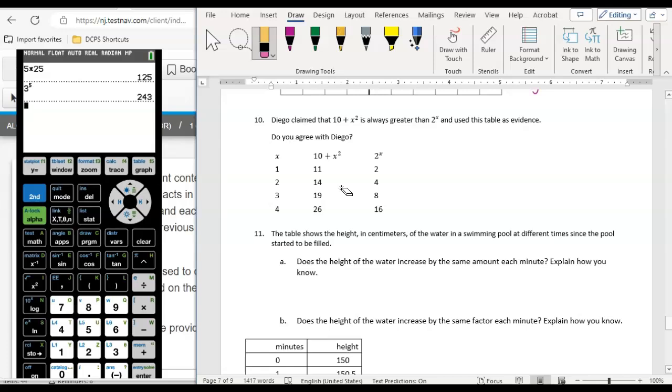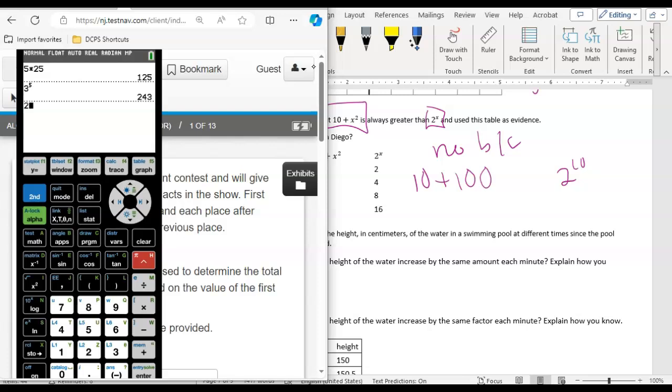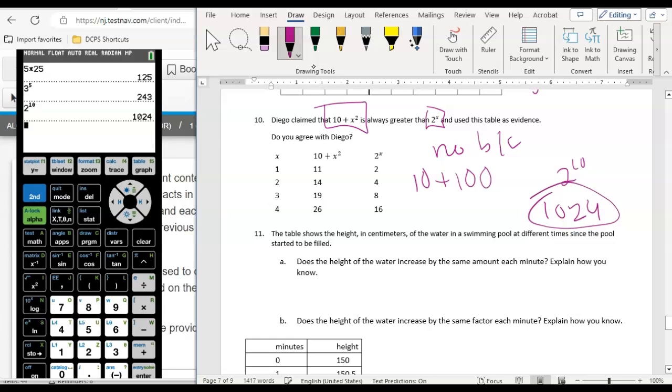Number 10, Diego claimed that 10 plus x squared is always greater than 2 to the power of x and used this table as evidence. Do you agree with him? So in this table that is true, but no, because let's just find another number to prove that with. If we were to put 10, we'd have 10 plus 100 versus 2 to the 10th power, right? 2 to the 10th power is 1024. So in this case, if we give an example where that is not true, and we can also just say that we know that exponential functions outgrow quadratic functions.